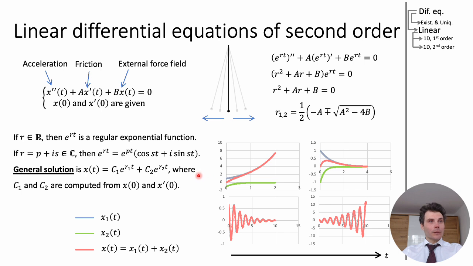Another case is when both r's are complex. Actually, there cannot be a case when one r is real and another one is complex. That's forbidden. It follows just from this formula here, obviously. So if the expression in the square root is negative, then both r sub 1 and r sub 2 are complex, and they are the complex conjugate of each other. They differ from each other just by the sign of their imaginary part.